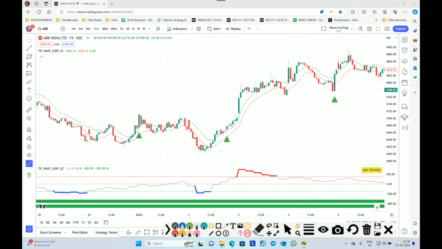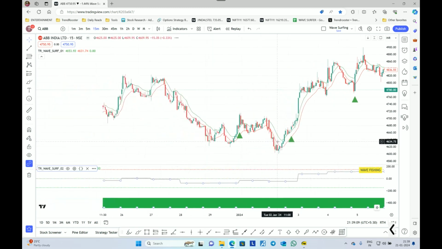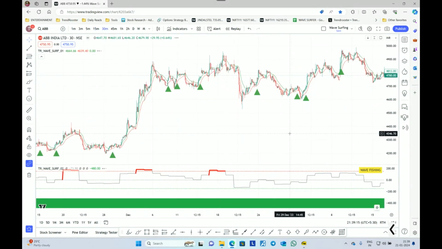Let's have a look at a couple of other systems entry, the same A1 entry with other systems. What I mean by other system is wave fishing. Let me go back to wave fishing. Go to wave fishing, click OK. Okay, in wave fishing we don't see the smaller time frame. We go to 30 minutes time frame and 1 hour time frame.